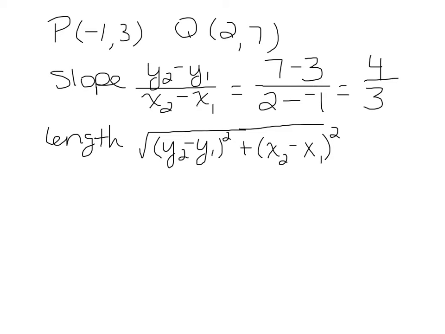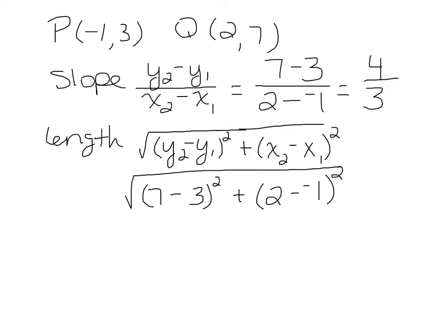Y value for the second point is 7 minus the y value for the first point, which is 3. Square it. Plus x value for the second point is 2. X value for the first point is negative 1. Square it. Then take the square root.